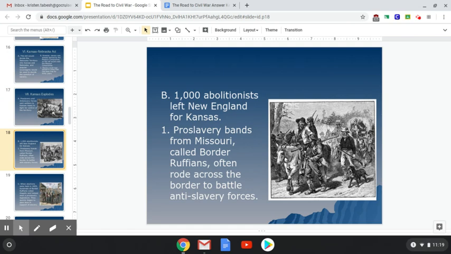So 1,000 abolitionists left New England for Kansas, and pro-slavery bands from Missouri called border ruffians often rode across the border to battle anti-slavery forces. So these people that were kind of like soldiers, or like people that were willing to come to fight, come to arms, were considered the border ruffians.